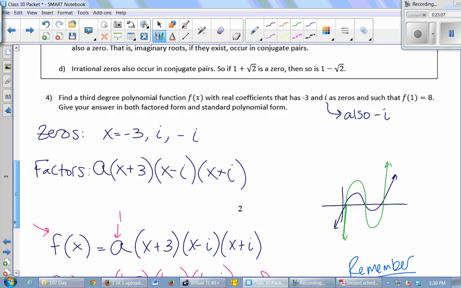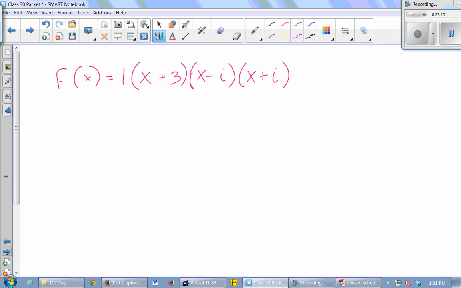X plus 3, right? Okay. All right, so like Katrina said, we don't actually have to write the 1 there. I just did it so that when you go back and read these, you'll see that I replaced the A with that value. Okay, so this is my factored form.